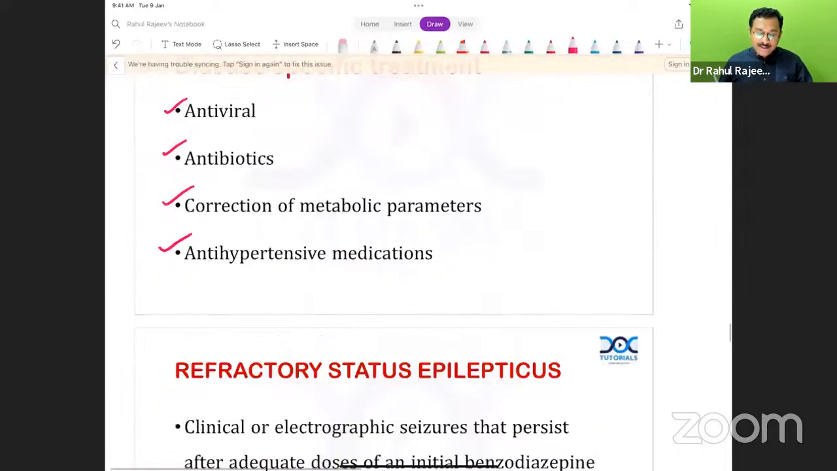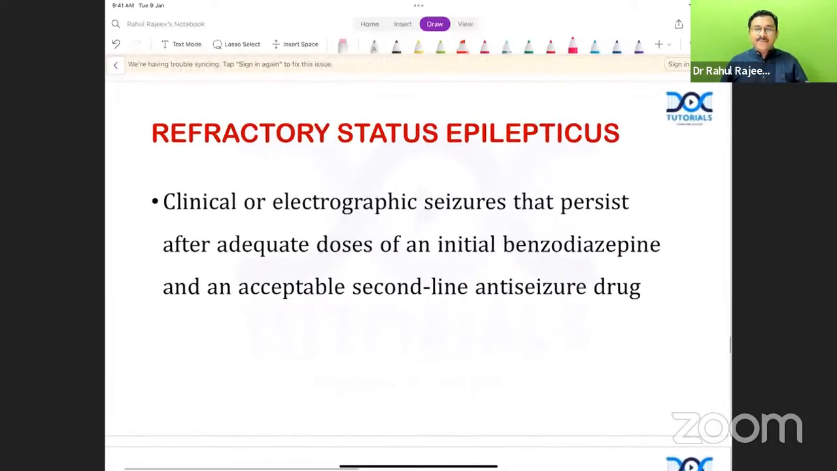Okay, right. Now coming to refractory status epilepticus, so clinical or electrographic seizures that persist after adequate doses of an initial benzodiazepine and an acceptable anti-seizure drug. So remember, even if you have given a benzodiazepine and you have given a second line anti-seizure drug in the adequate dose, mind you, it's not in half-hearted doses, in the adequate dose, that is when you say it is a refractory status epilepticus.